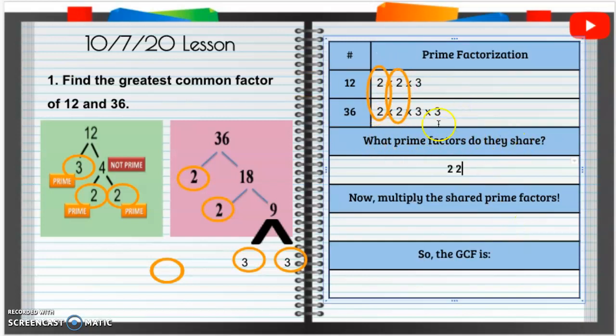What else do they share? Do they share another 2? No. Do they share 3? Yeah, they share 3. We're only going to put down one of those 3s. Do they share another 3? Nope. Those are the only ones that they share.